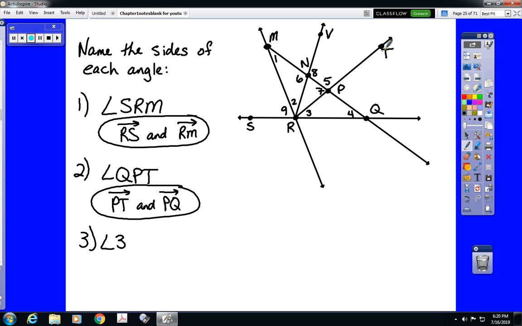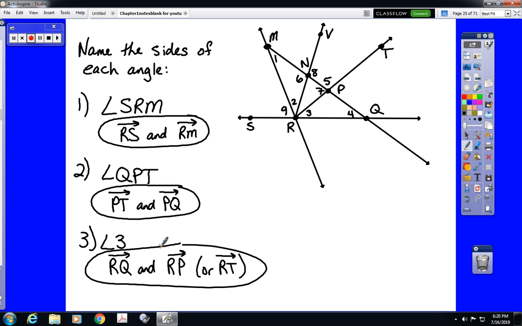Finally, angle 3 is right here. One of the sides has 2 different names because it starts at R and passes through Q is one side. It starts at R and passes through either P or T. So we could say ray RQ is one side and ray RP, which alternatively we could call ray RT because it's the same ray. Okay.